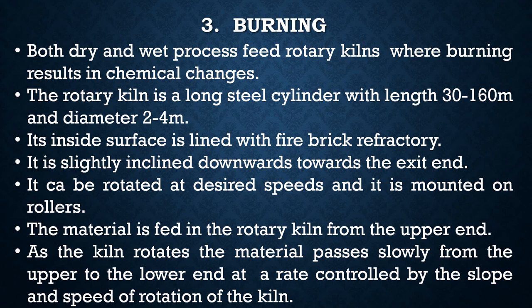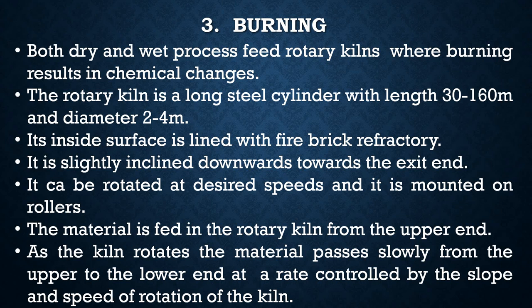Burning. Both dry and wet process feed is put into rotary kilns, where burning results in chemical changes. The rotary kiln is nothing but a long steel cylinder with a length of 30 to 160 meters and a diameter of 2 to 4 meters. The picture of the rotary kiln will be shown in the next slide. Its inside surface is lined with fire brick refractory. It is slightly inclined downwards towards the exit end. It can be rotated at a desired speed and is mounted on rollers.